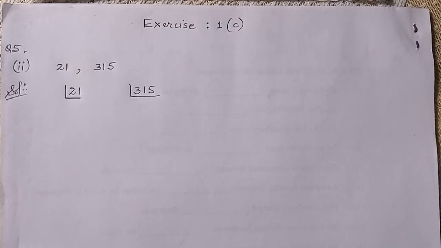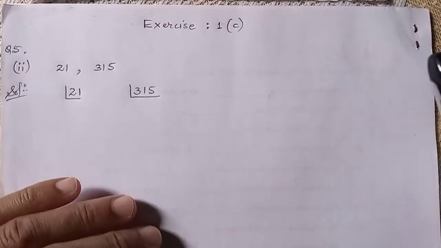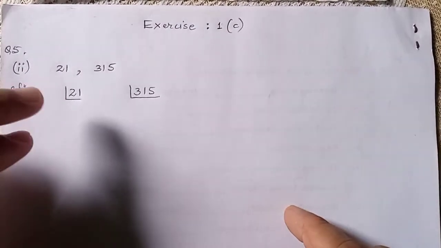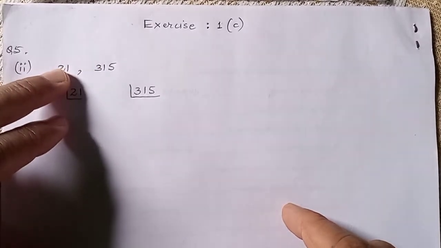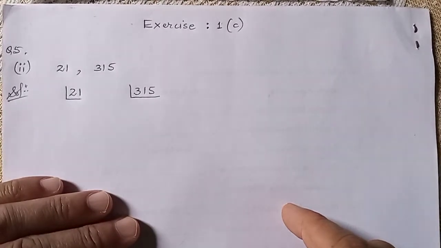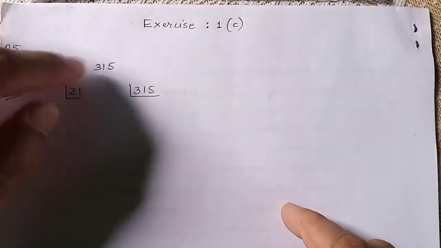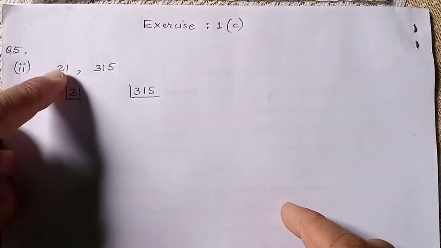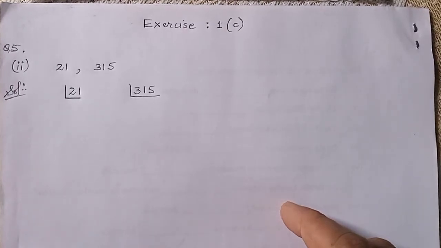Please see, let us do this. The question remains the same. The question was, find the HCF and LCM of these two given positive integers, and after finding the HCF and LCM, you have to verify that the product of LCM and HCF of these two numbers is equal to the product of these two numbers. Okay, you have to check this.